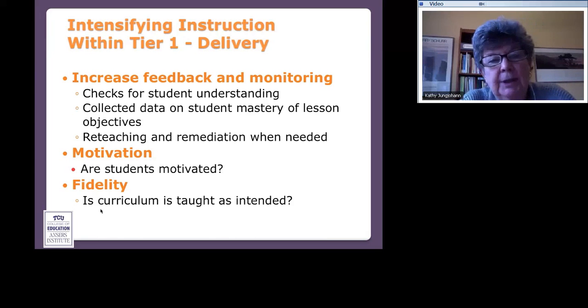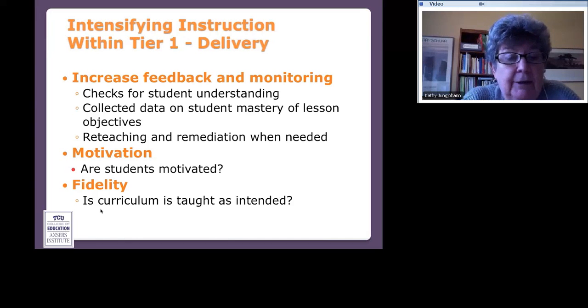Another question to ask within Tier 1 is, are students motivated? Are they engaged? Are they excited? Do they engage in the learning activities in a way that indicates that they are motivated to learn, that they enjoy being there, and that they're making good progress?